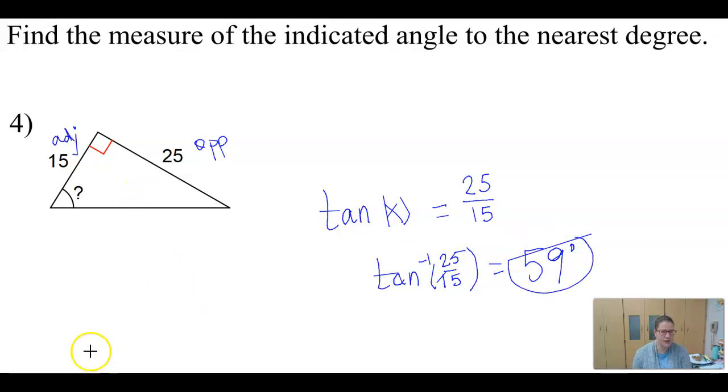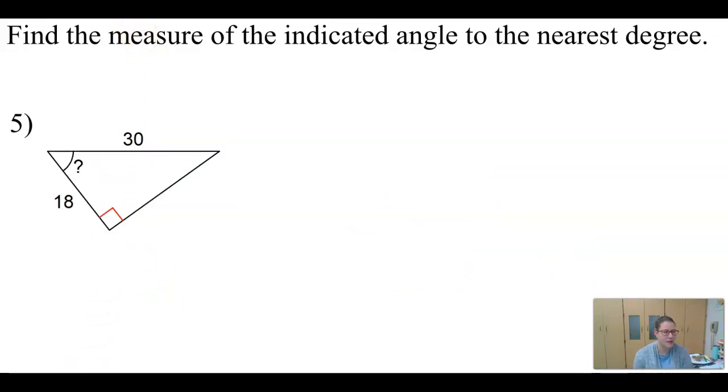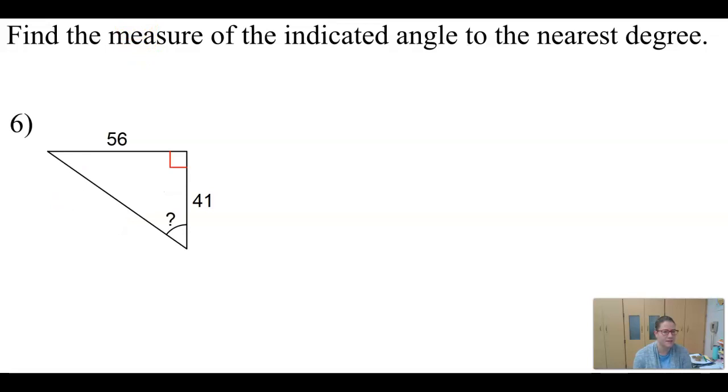As you're going through the video, it might be a good idea to pause and try some of the examples before I do it, and then you can see if you're doing them correctly.